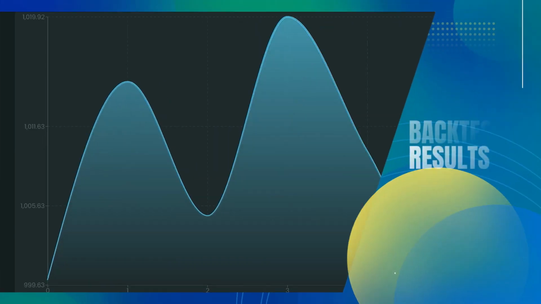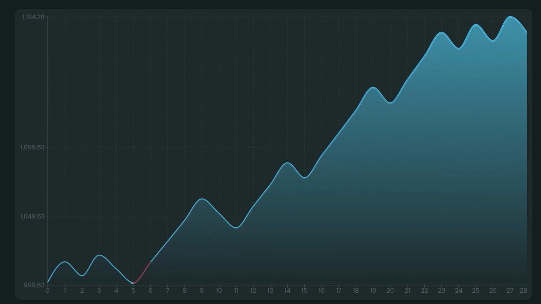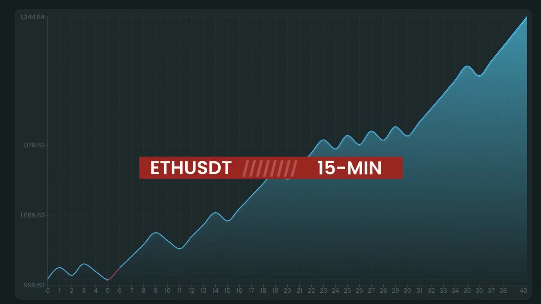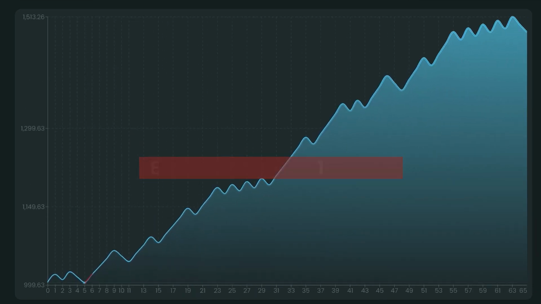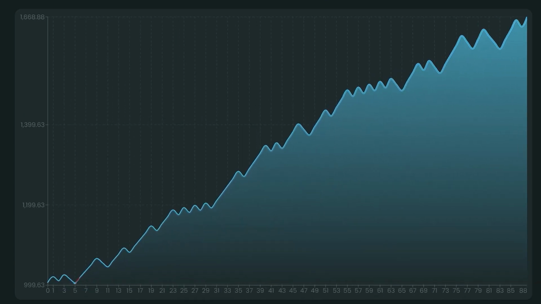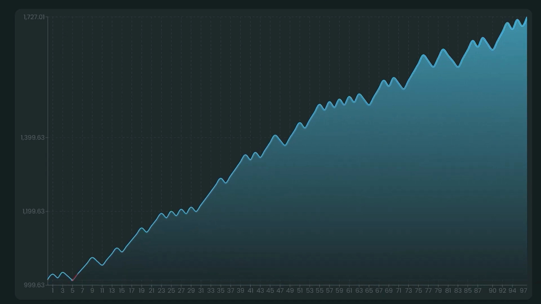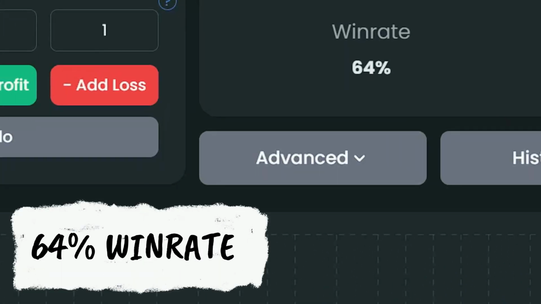Alright, it's time to see how this strategy performs in action. We consider a backtesting experiment with 100 trades on the 15-minute Ethereum chart, and the results are in. You might want to sit down for this because the numbers are pretty amazing. Our backtesting showed that the strategy achieved an incredible 64% win rate. That's well over half of our trades ending up in the green.